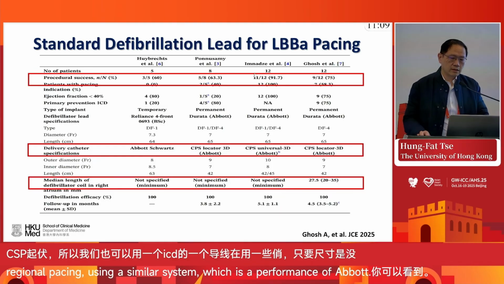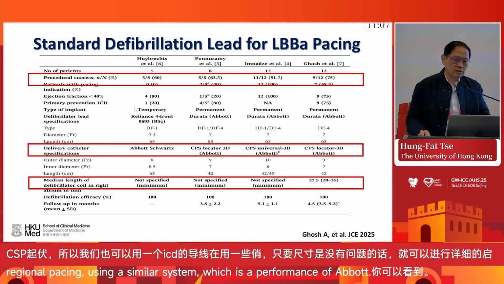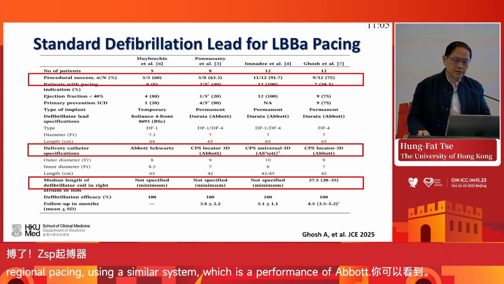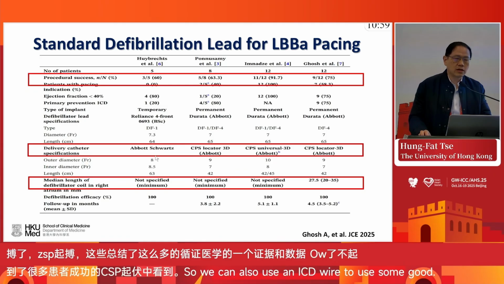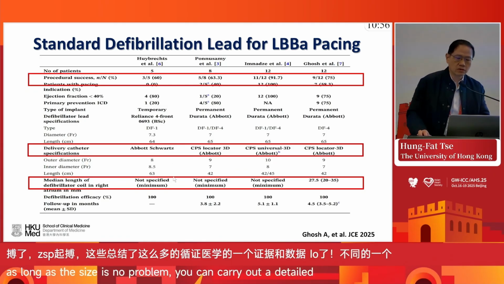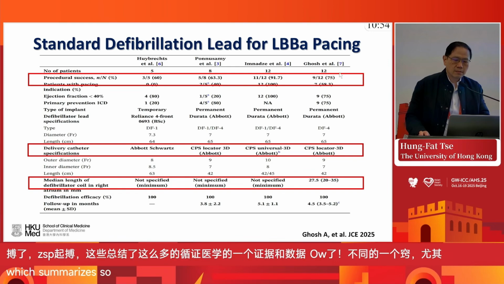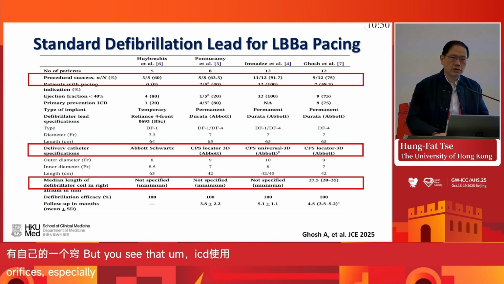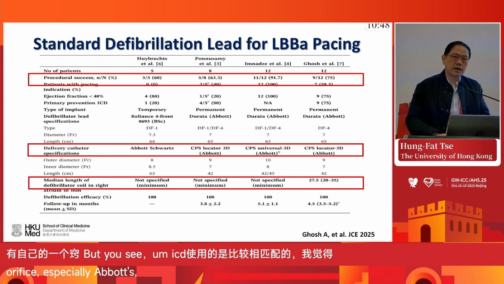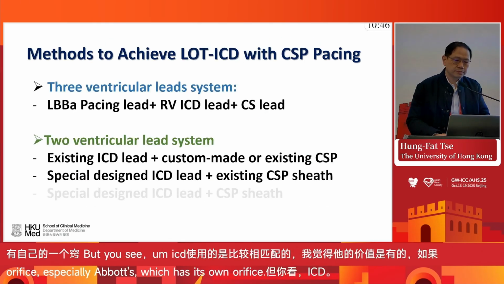If you look at all the data, this is summarizing it, and they are using different sheaths. Particularly, for the lead system, the R-Board one has a sheath that can accommodate most of the ICD leads that have been tried. But you see that the success rate is very variable. If we are able to improve the success rate, it may give a better outcome.